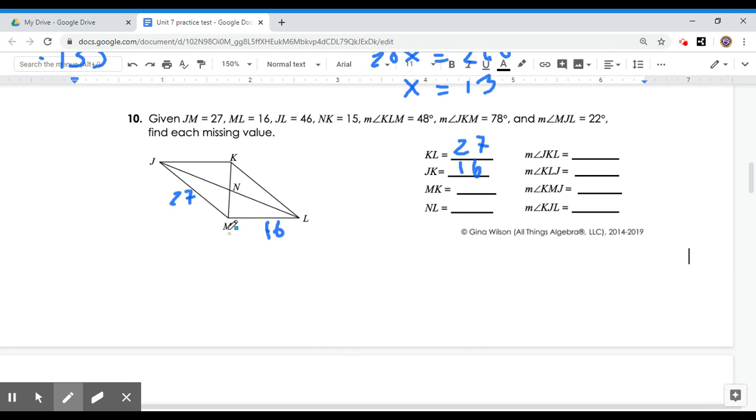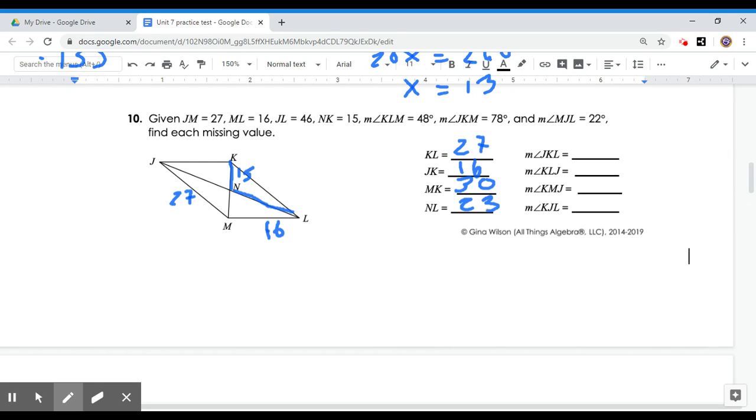All right, so now we want to find MK. So let's see what we can use for that. So we know that NK is 15. So this guy right here is 15. So that means this whole thing has to be double that. So the whole thing is 30. And we need to find NL, which is right here. And we know that this whole thing, JL, is 46. So that means NL has to be half of 46. 46 divided by 2 is 23. Right, and those are all the sides.